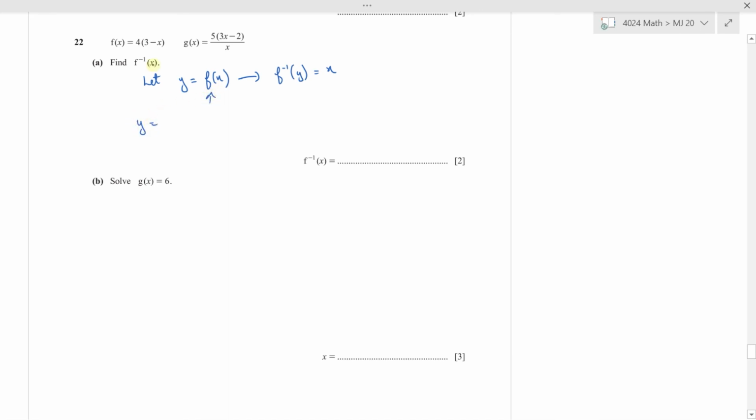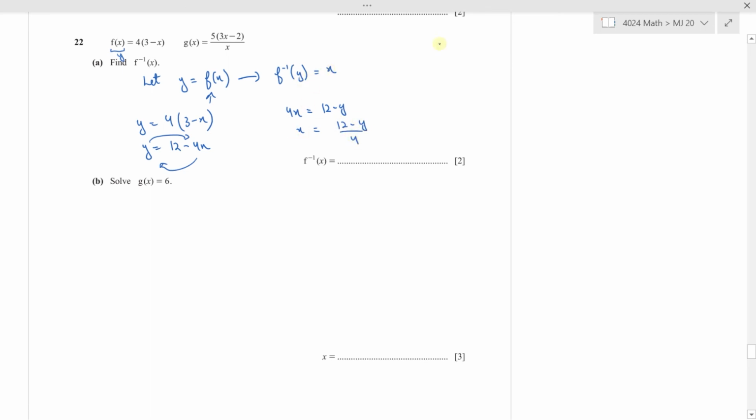So I will have y equals 4 into 3 power minus x. So you basically substitute f of x with y and make x the subject of the equation. To make x the subject, I will open this bracket. I will get y equals 12 minus 4x. And then I'll bring this 4x to this side and bring this y to the other side. So let me continue here. This will be 4x equals 12 minus y, and x will be equal to 12 minus y over 4.